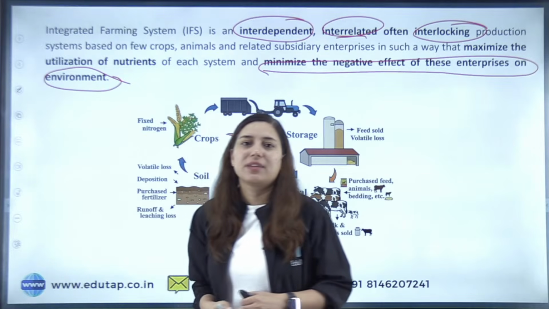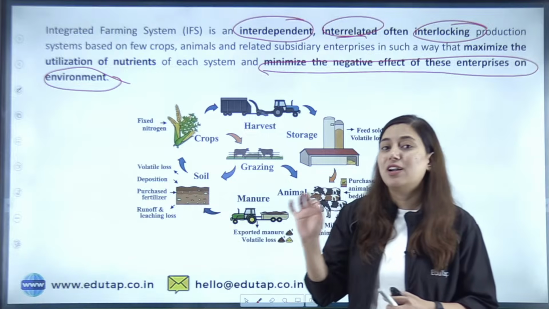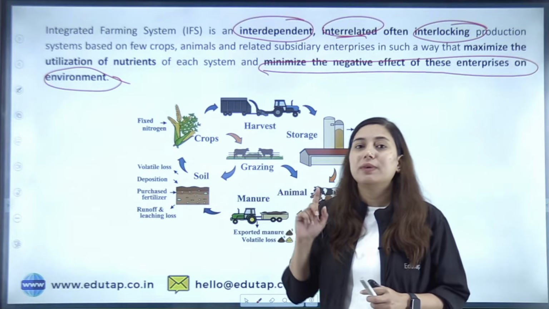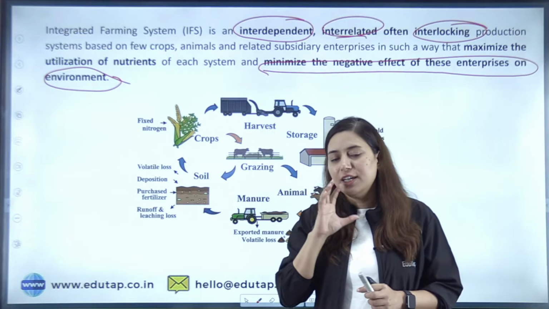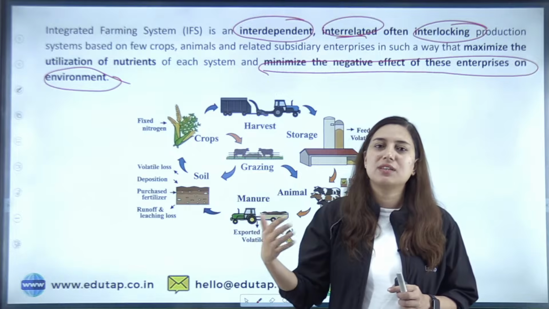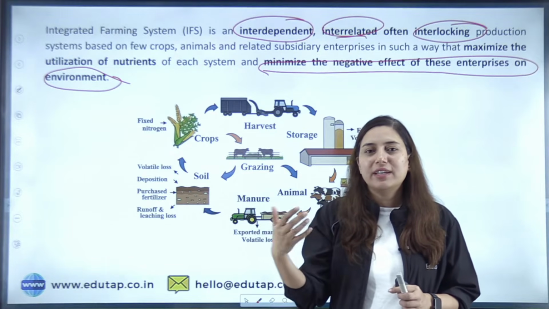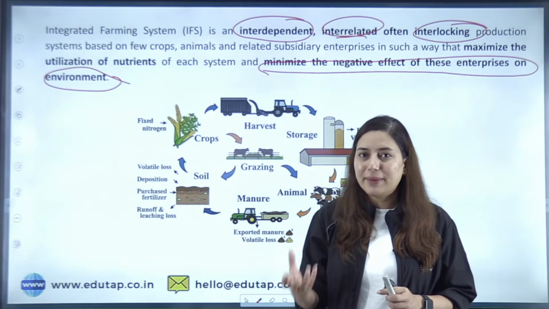ठीक है, अब आप बोलोगे मैम मिक्स फार्मिंग भी ऐसी होती है, तो मिक्स फार्मिंग में कभी भी हमारा ऑब्जेक्टिव नहीं होता है to minimize the effect on environment. मिक्स फार्मिंग में हमारा जो ऑब्जेक्टिव है that is to increase input. ठीक है, वहां पे हम सिर्फ और सिर्फ अपने, not input, increase the output. ठीक है, हम अपने आउटपुट के लिए कंसर्न होते हैं in case of mixed farming.